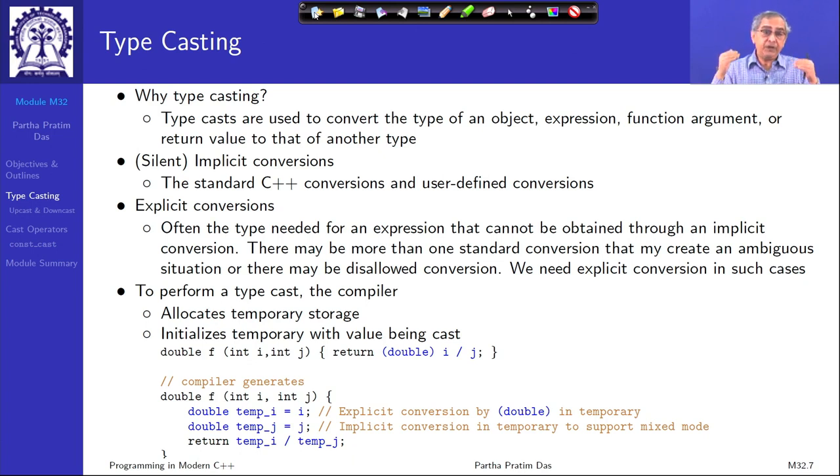The conversion or casting may actually involve a lot of computation. It may involve the compiler generating specific separate code to do this conversion. I illustrate here with a very simple example that I started the discussion with, that is mixed mode division. Here is a function f which takes two integer variables i and j. What it does is cast i to double. This is an explicit conversion, and it does not do anything with j.